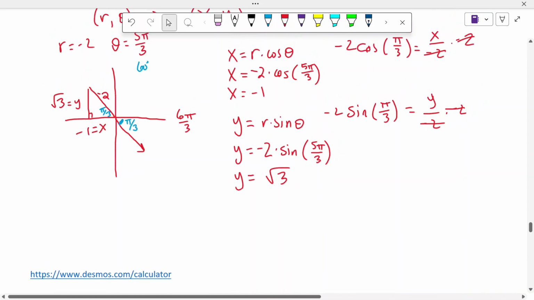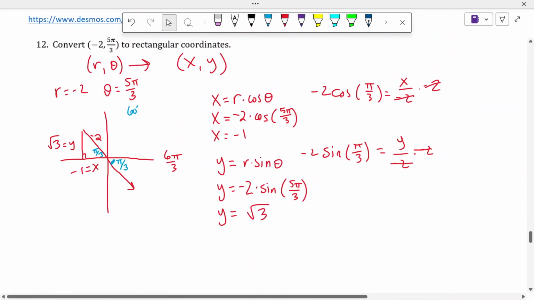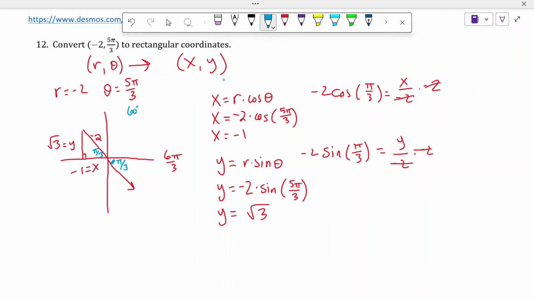Okay, wait. What are we doing? Yes, we are turning this polar coordinate into rectangular coordinates. We turned the r and theta that we drew here into x's and y's. The x is the horizontal piece, and the y is the vertical piece. It's the adjacent of my triangle and the opposite of my triangle. So our final answer is negative 1, comma, square root of 3. That is my rectangular coordinates. Let's try another one.